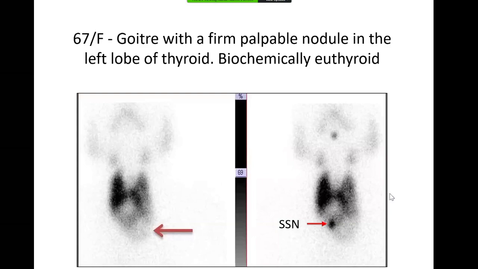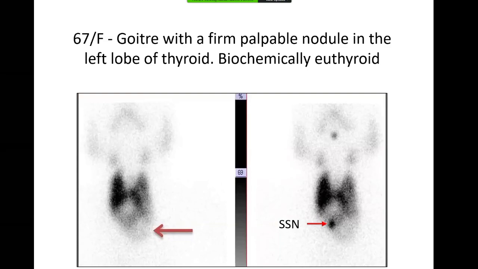And so this is most likely a cold nodule, and I would like to do an ultrasound of this area and correlate with the labs, and the cold nodule usually harbors malignancy up to 15 to 25%, and FNA should be done in this case.